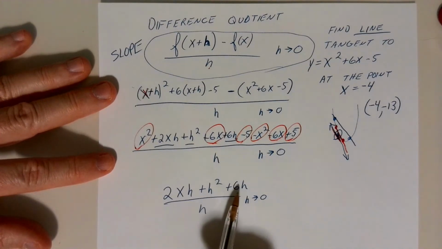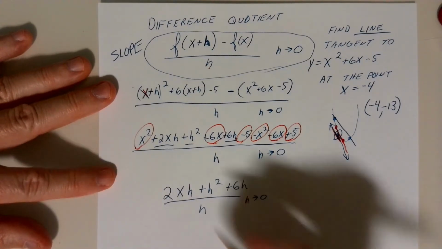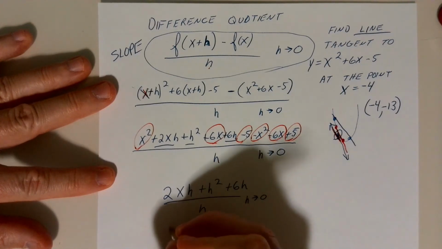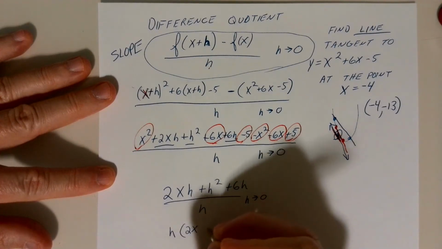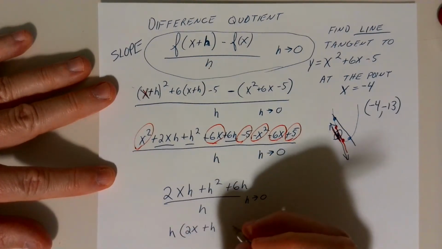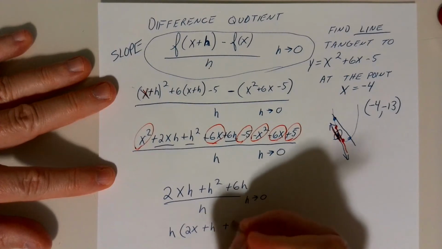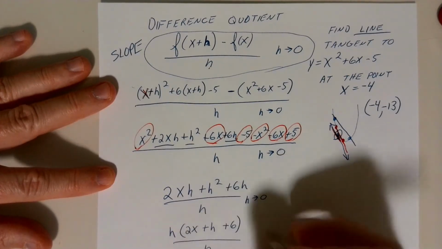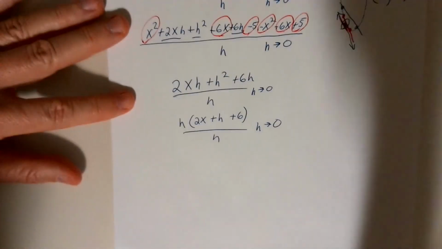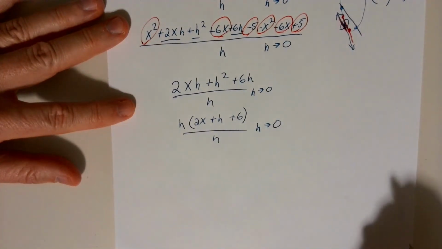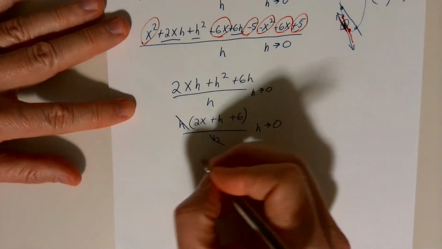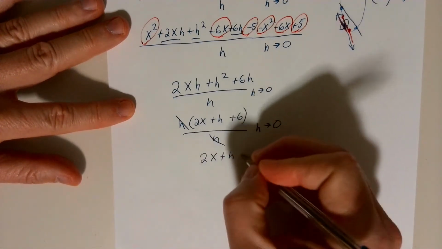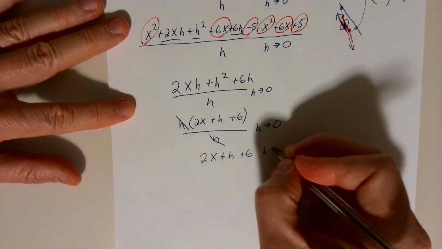So what do I do next? I'm going to factor the h out of this thing, factor it like a dentist. So I get h times (2x plus h plus 6) over h as h approaches 0. You can see I'm getting closer. Then this h can kill this h because they're the same size. And then I have 2x plus h plus 6 as h approaches 0.